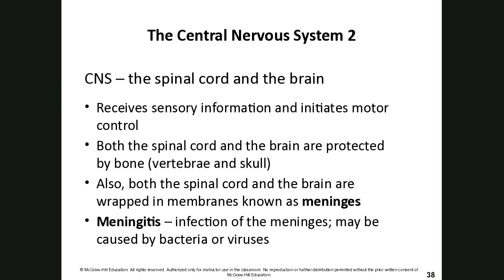Central nervous system, brain and spinal cord, receives sensory information and initiates the motor response. Both the brain and the spinal cord are protected by your vertebrae and your skull. The brain and the spinal cord have special coverings that wrap around them to help protect them.